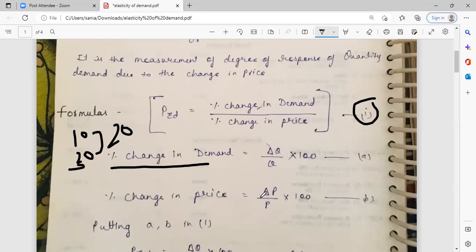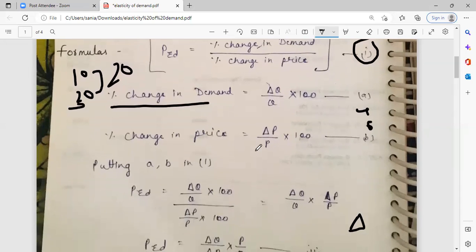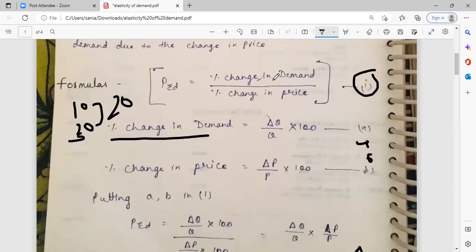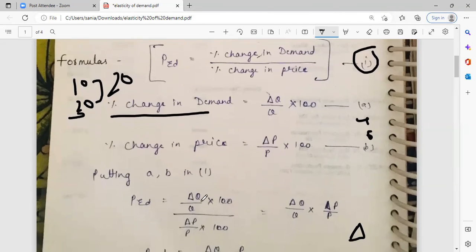Okay. Similarly with price, how much price change? For example, earlier the price was 4. Now it is 6. So how much is the change? 2. Right? Divided by the actual price, it was 4. Multiply by 100. When you put this in the formula over here, right, instead of writing percentage change in demand, you will write delta Q divided by Q multiplied by 100. And for change in price, you will write delta P divided by P multiplied by 100.